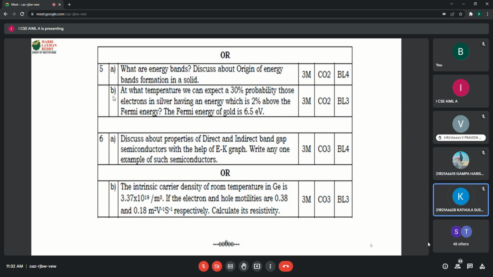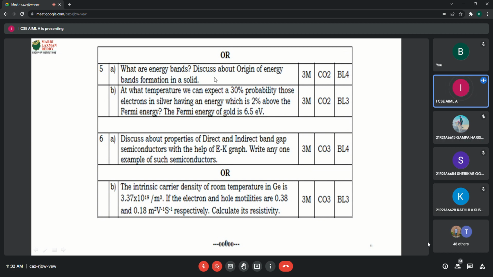Yes, sir. Okay, so that is very important. This is under Unit 2, and these two are here. What question was given under the short and long answer questions in the theory? What are energy bands? Discuss the origin of energy bands formation in solids.